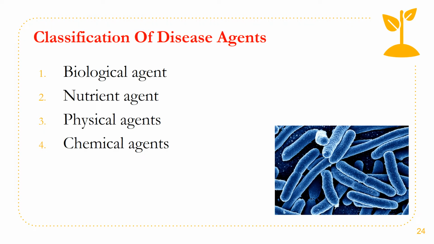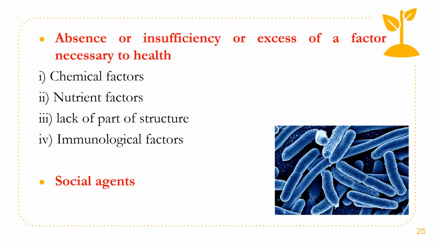Classification of disease agents. It's biological agent, nutrient agent, physical agent, chemical agent. Absence or insufficiency or excess of factor necessary to health, like chemical, nutrition, lack of part of structure, immunological, and social agents.